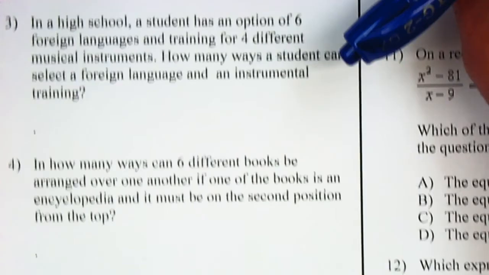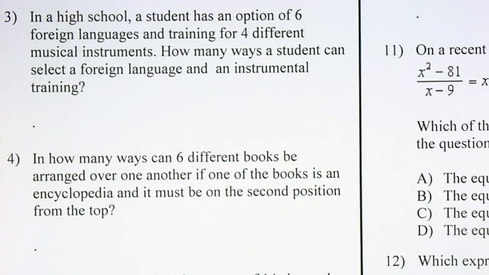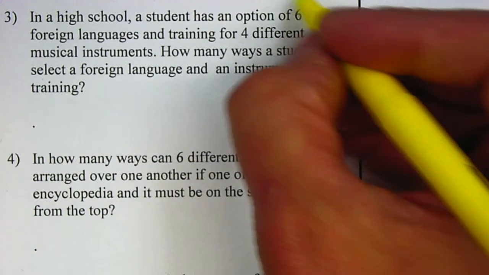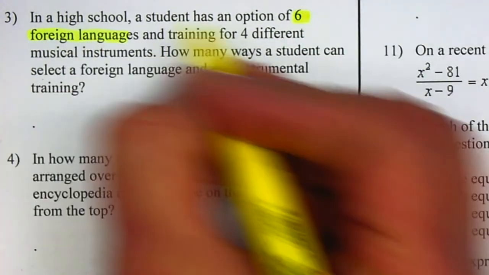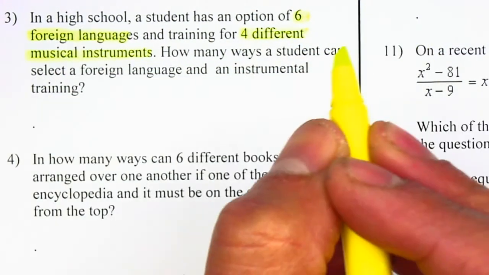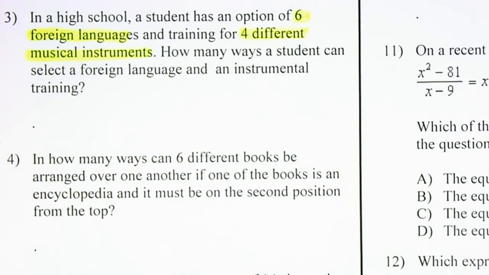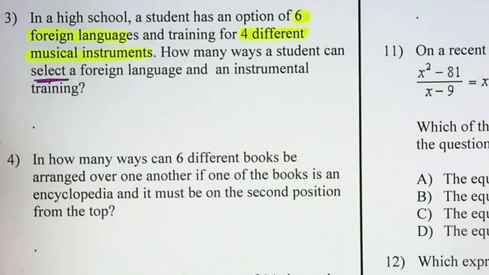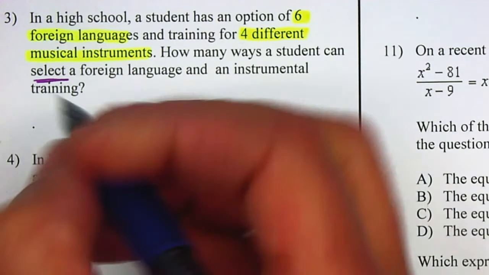Number 3. In a high school, a student has an option of 6 foreign languages. You can train for 4 different musical instruments. How many different ways can a student select a foreign language and an instrumental training? Select. That should be able to give you a clue that we need to be able to use choose.